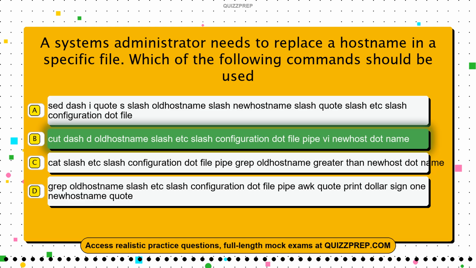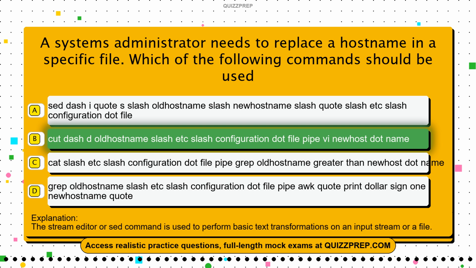The correct answer is option B, cut -d old-hostname /etc/configuration.file | 6 new-hostname. The stream editor or sed command is used to perform basic text transformations on an input stream or a file.